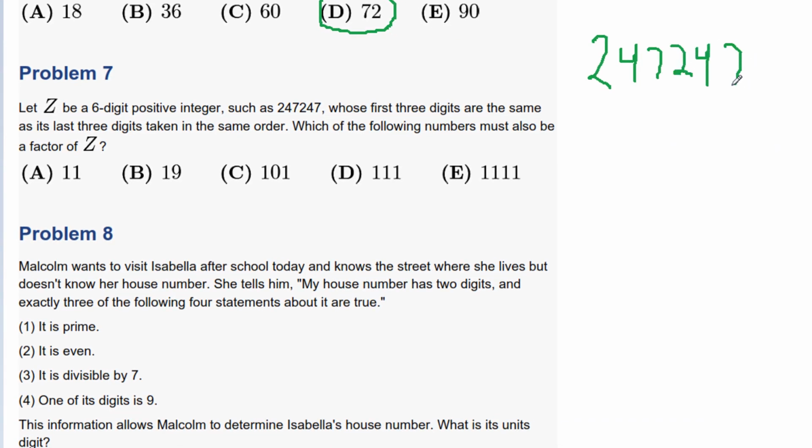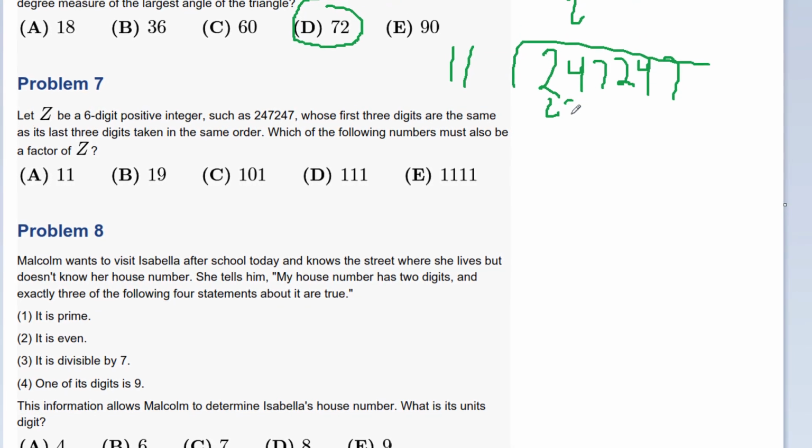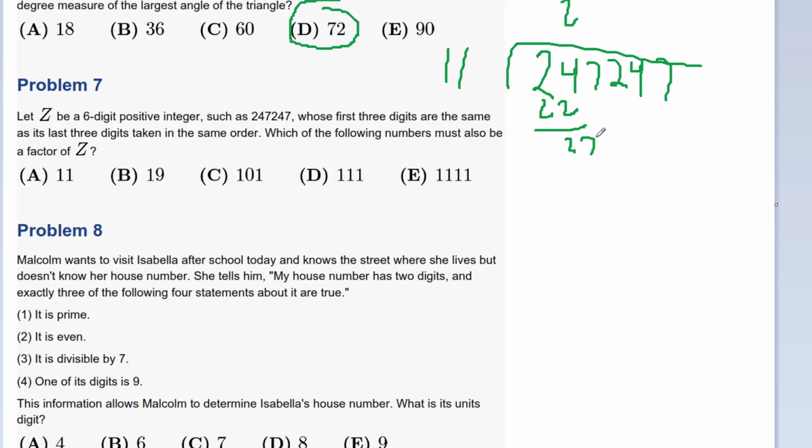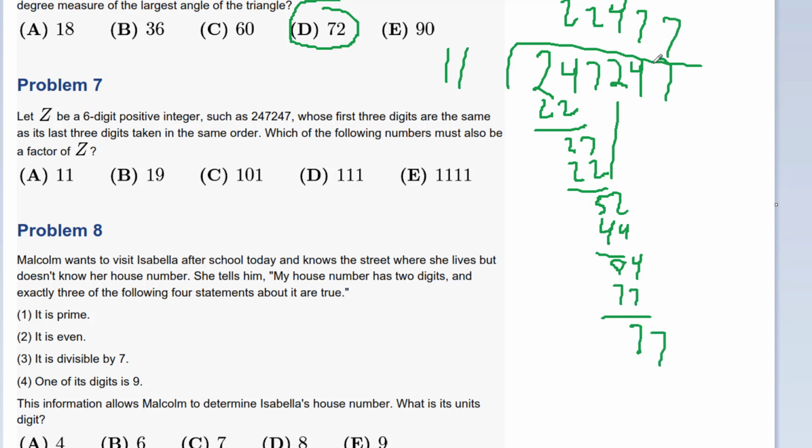247, 247, divide by 11. How many 11s in 24? 2. 22, 27 minus 22. How many 11s in 52? That's going to be 4, 44, 84. How many 11s in 84? 7, 7 times 11, 77. What do you know? 11 divides into it, okay? So it could be 11.